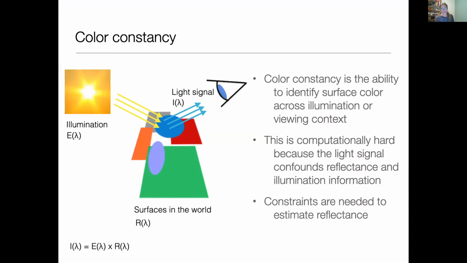Color constancy is the ability to identify surface color across illumination or viewing context. And as you can see in the graph on the left, this is a hard problem because the light signal that enters the eye is a combination of the illumination spectrum and surface reflectance. While we are really interested in the surface reflectance and not so much in the illumination, at least when we're trying to estimate object color, we need to constrain this computation in some way to be able to do this.